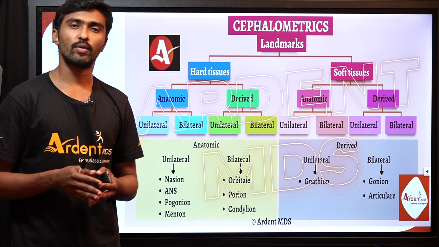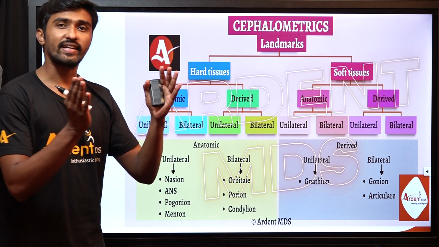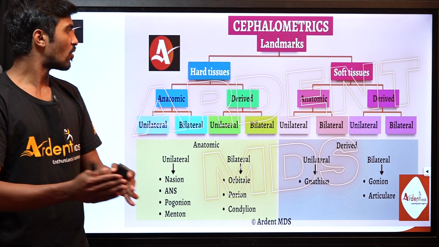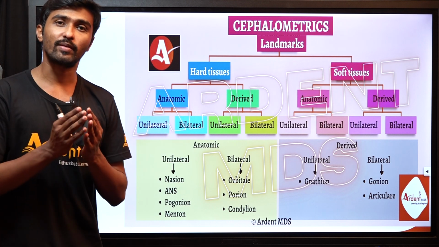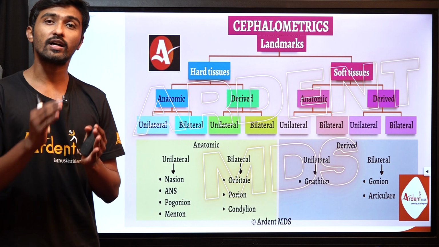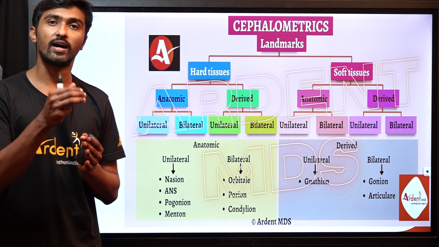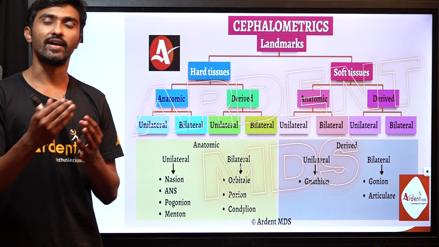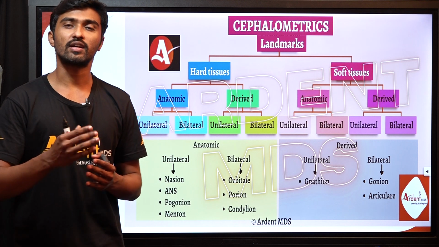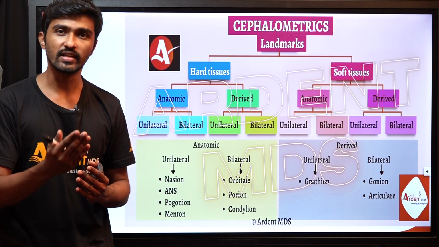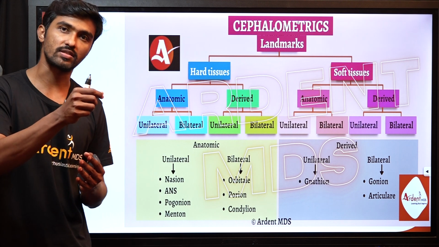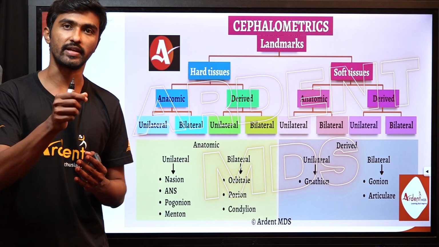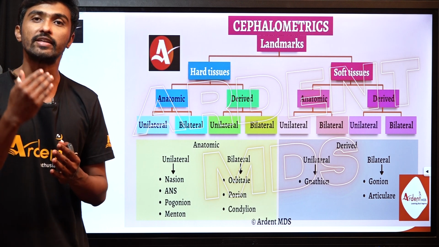Further, these two landmarks can be categorized into anatomical and derived. What is anatomical? Anatomical are the actual landmarks which can be located on the skull, the maxilla or the mandible, whereas derived landmarks are not actually present over the skull, but can be derived from two anatomical landmarks or two different reference planes. So these are called derived landmarks.